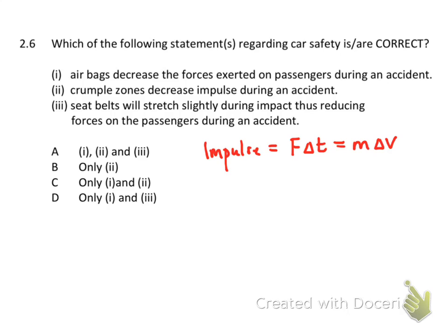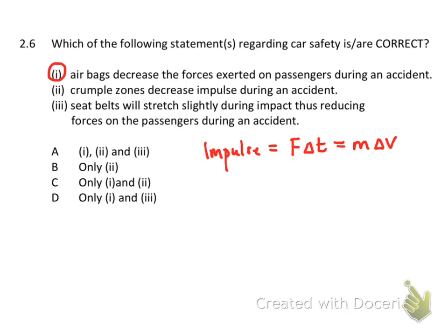1, airbags decrease the forces exerted on passengers during an accident. That's true because they increase the time for the collision as the passenger hits the airbag and they are slowly brought to rest. By increasing delta T, you're decreasing F. So 1's a good option.